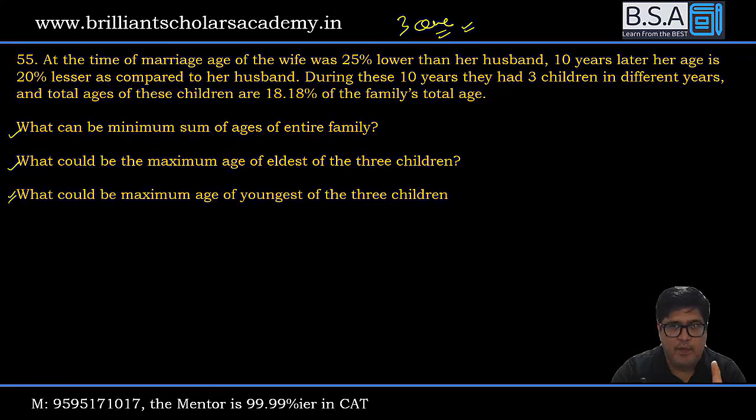So in this case, the biggest hint given to you is that the age of husband and wife you can find from the first 2 lines. Once you find the age of husband and wife, you get an idea about the family's age and 3 children being born.